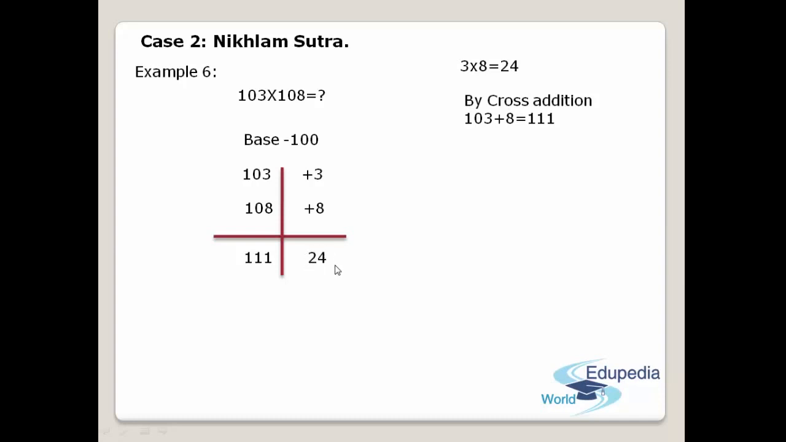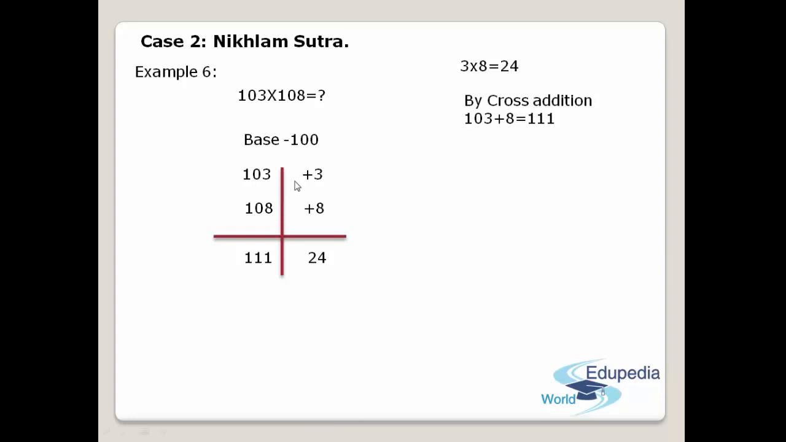And one more thing you can observe is that here the base is 100. So whenever you get numbers like 10, 100, 1000 as bases, you can just club the answers that you got at the bottom of both columns. So you can club 111 and 24, and it becomes the product for the numbers 103 and 108. Or else you can just follow the procedure that we have followed in our earlier session examples.